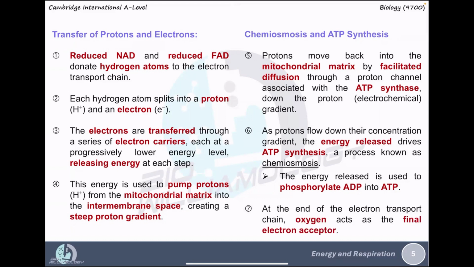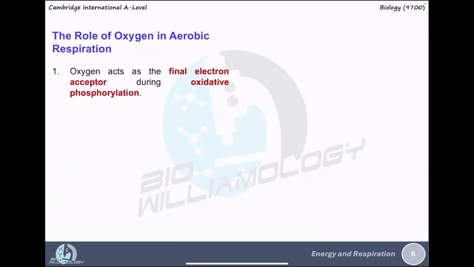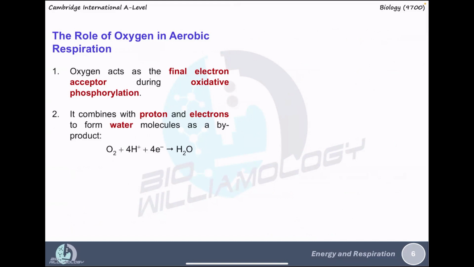So at the end of this electron transport chain, oxygen acts as the final electron acceptor by accepting protons and also electrons. So this oxygen is reduced to form water. So what is the role of oxygen in aerobic respiration? We always say that oxygen acts as the final electron acceptor during oxidative phosphorylation. The oxygen combines with protons and electrons to form water as the byproduct.